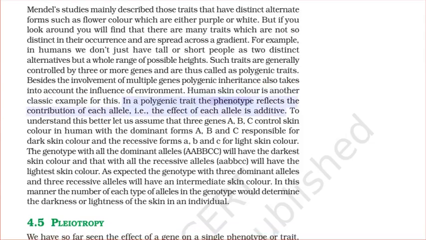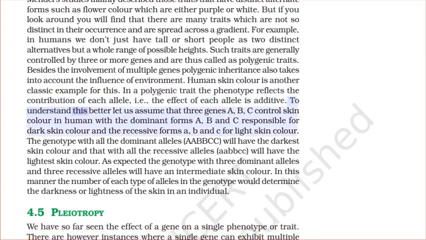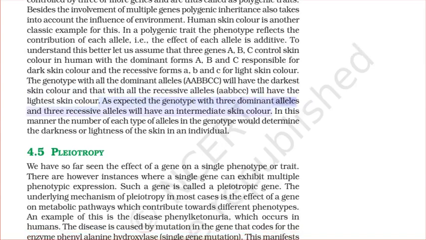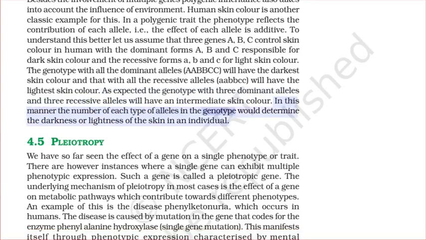In a polygenic trait, the phenotype reflects the contribution of each allele. That is, the effect of each allele is additive. To understand this better, let us assume that 3 genes, capital A, capital B, capital C, control skin color in humans, with the dominant forms capital A, capital B, and capital C responsible for dark skin color, and the recessive forms small a, small b, and small c for light skin color. The genotype with all the dominant alleles, capital A, A, B, B, C, C, will have the darkest skin color, and that with all the recessive alleles, small a, a, b, b, c, c, will have the lightest skin color. As expected, the genotype with 3 dominant alleles and 3 recessive alleles will have an intermediate skin color. In this manner, the number of each type of allele in the genotype would determine the darkness or lightness of the skin in an individual.